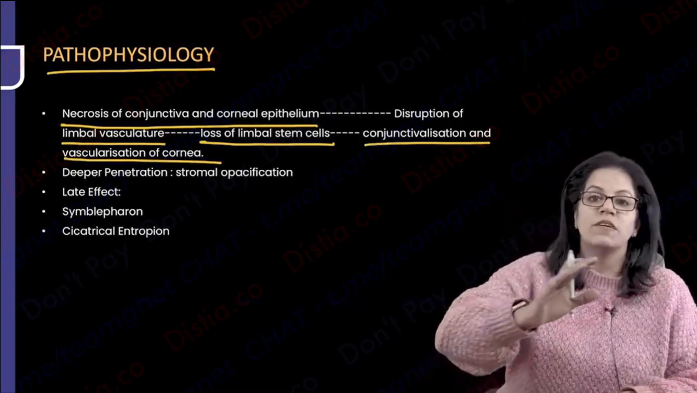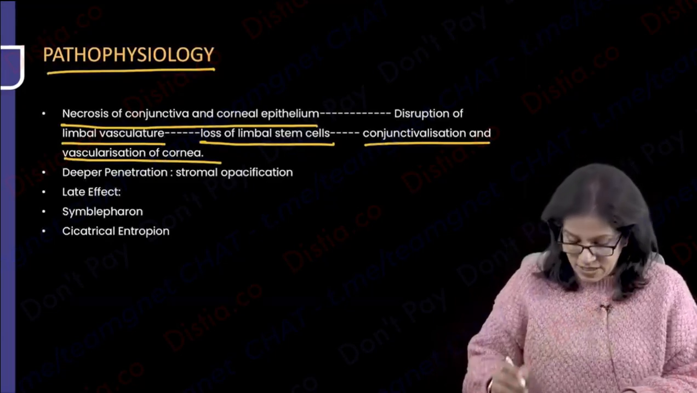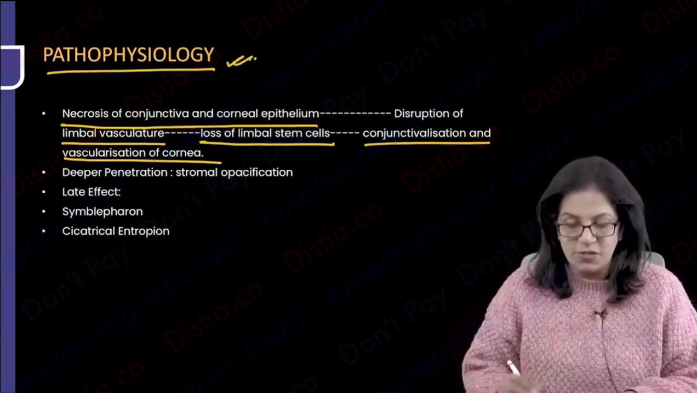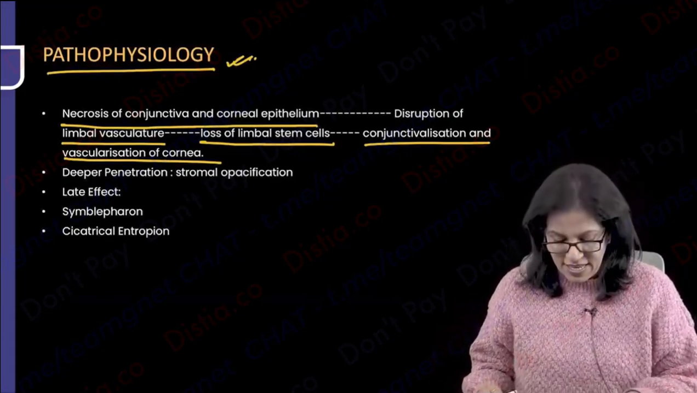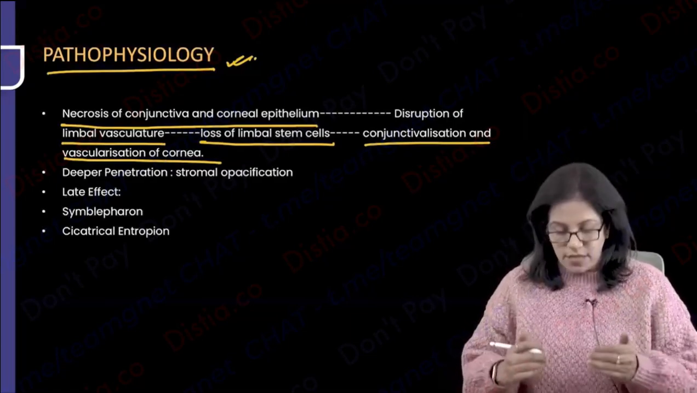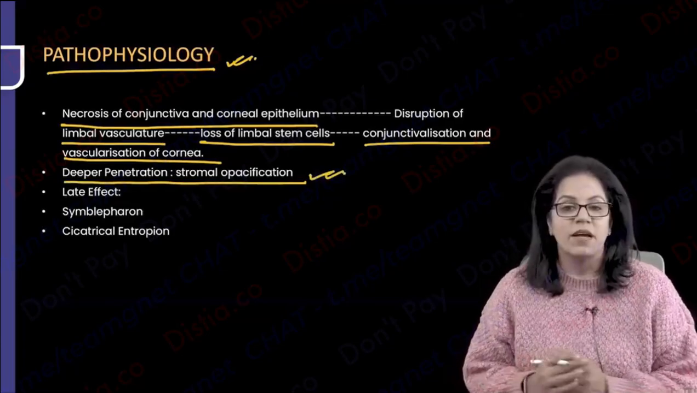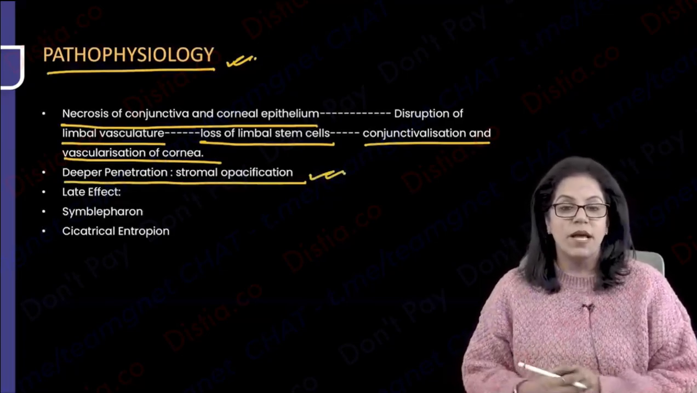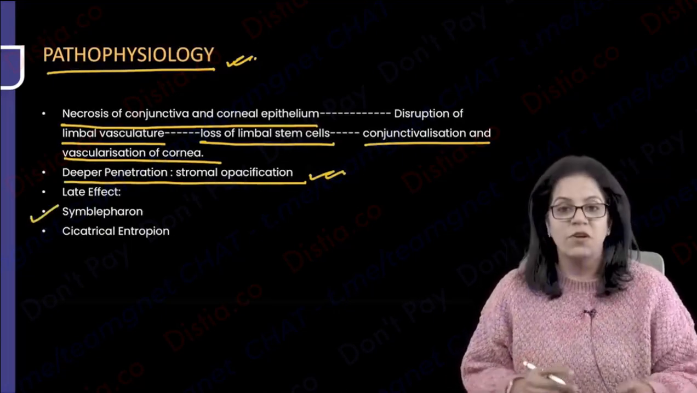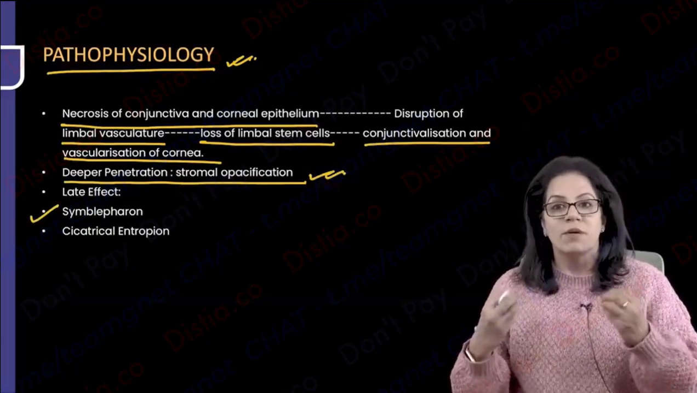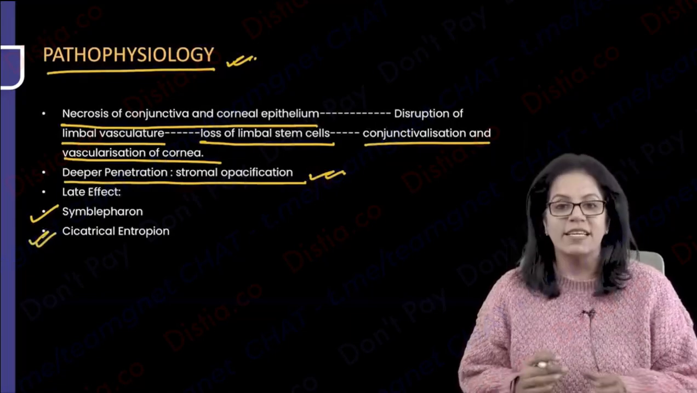Conjunctiva tries to cover the cornea, and also there is vascularization of the cornea. This is what is happening as a pathophysiology in chemical injuries. Slowly, if there is deeper penetration, it will lead to stromal opacification. What happens as a late effect? Of course, scarring, and scarring will lead to symblepharon. We all know symblepharon is adhesion of the bulbar and palpebral conjunctiva, and it can even lead to cicatricial entropion.